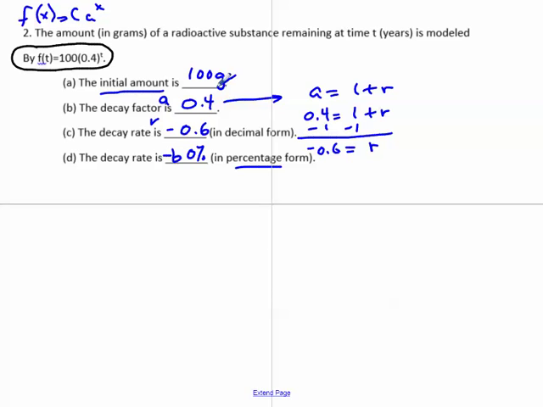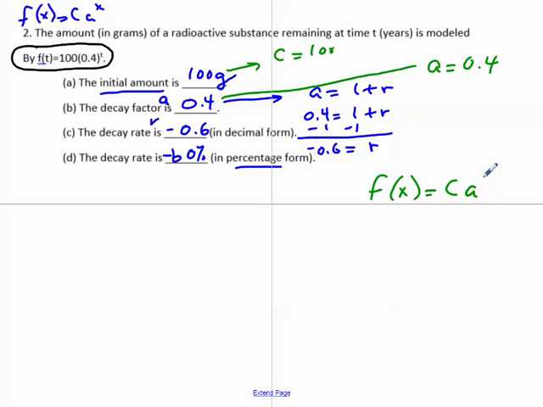However, we could start with the blue information and create our equation. If I gave you the fact that my starting amount was 100, then I'd say that c equals 100. If I gave you the fact that my decay factor was 0.4, then I could say my decay factor a equals 0.4. So we can go from the black equation into the blue information, or from the blue information into the equation. And from this green information, I could say that, in general, f of x equals c times a to the x power.